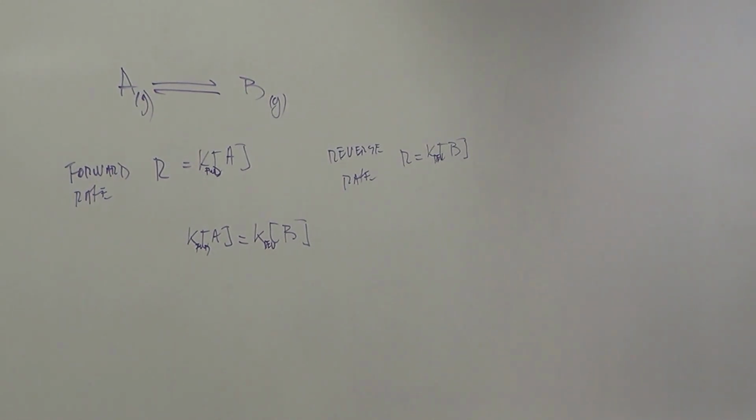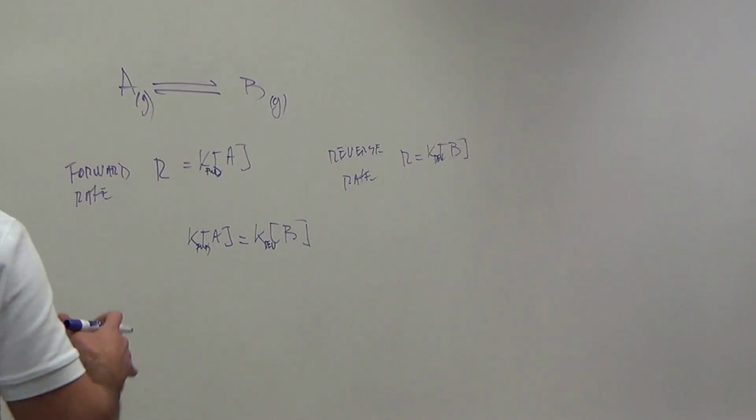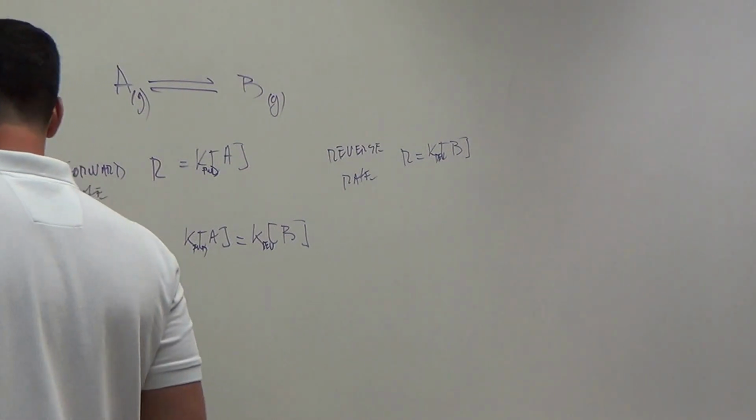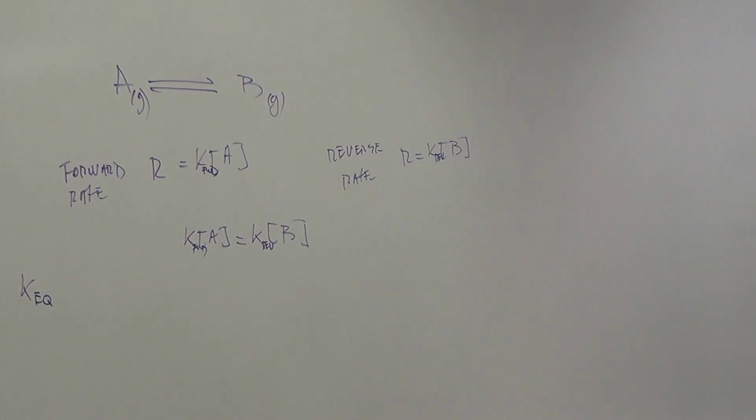Here's how we calculate something called the equilibrium constant. So, if we're talking about an equilibrium, we're going to calculate something called the equilibrium constant. And the equilibrium constant is products divided by reactants raised to the coefficients.